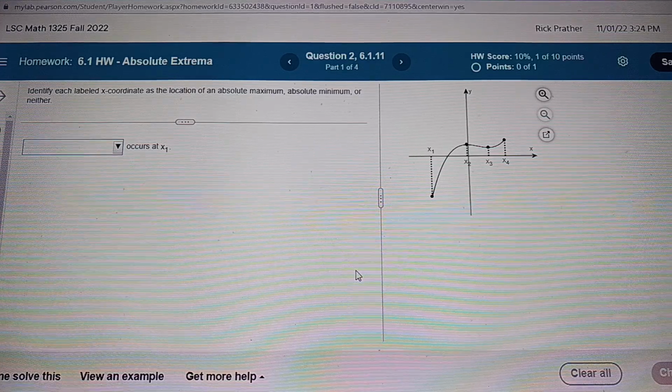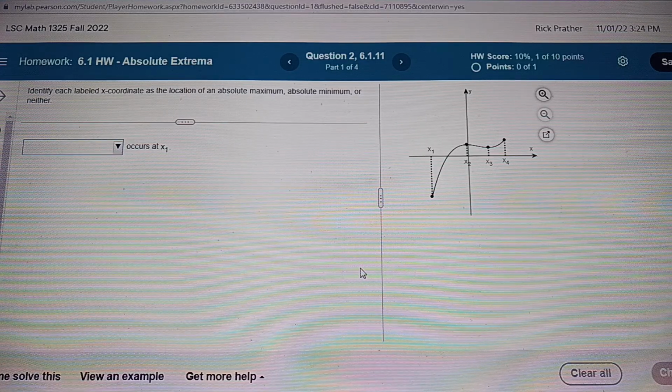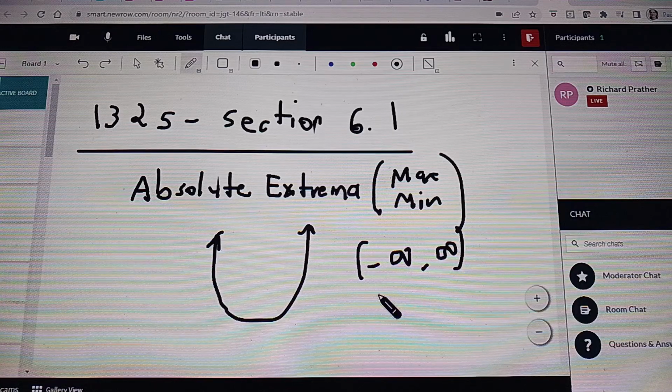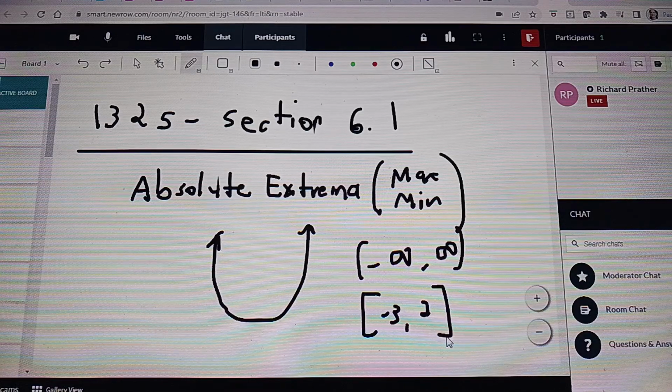But another side to this section 6.1 is having limited domains. If a function or graph starts at a certain spot with a closed circle and then travels to another spot with a closed circle, this is what they call a closed interval. It has a limited domain. Maybe it goes from like -3 to +2 only. So the way that's written is, here's an infinite domain, -infinity to infinity. If you go from -3 exactly to +2 exactly, that's a closed interval.